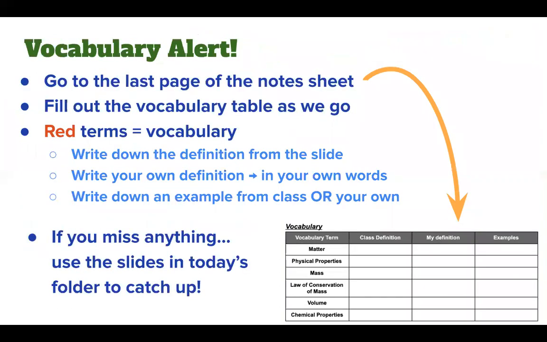So vocabulary alert, go to the last page of your note sheet. It should look like that table at the bottom of the screen. Fill out the vocabulary table as we go through this slideshow. Red terms are the vocabulary. Write down the definition from the slide. Write down your own definition, meaning in your own words. It just means you rephrase it so when you go back and read through it, you know what that definition actually means. And then write down an example from class or your own. There'll be examples on every slide. Go ahead and pause the video anytime you need to in order to fill this out. Again, if you miss anything today, use the slides in today's folder to catch up or just pause the video.